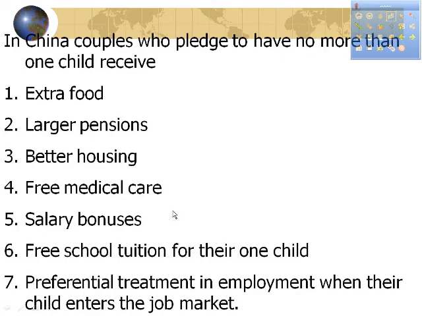So in China, for example, if they only have 1 child, they get extra food, they get more money, they get better housing, they get better medical care, bonuses, better education for their children, preferential treatment in employment when their child enters the job market, all that kind of stuff. So all of that lends itself to create a better population dynamic. And that's modified a lot from what it was when it first entered.